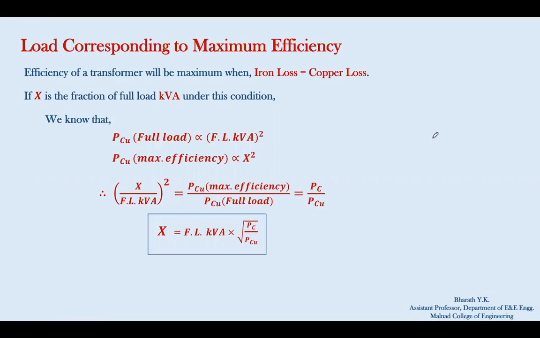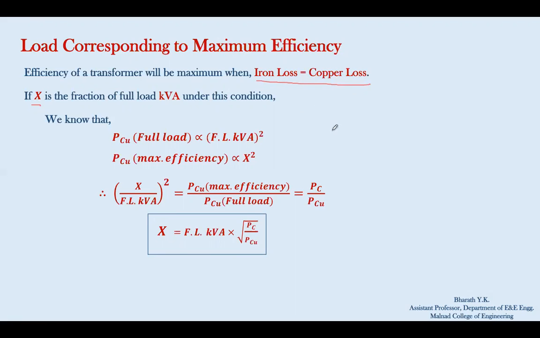Now, to obtain the load corresponding to maximum efficiency, we already know that the efficiency of a transformer will be maximum when the iron loss becomes equal to the copper loss. If X is the fraction of the full load kVA under maximum efficiency condition, we already know that the full load copper loss is proportional to the square of full load kVA. Taking this equation into consideration, we can write that the copper loss under maximum efficiency condition is proportional to the fraction of full load kVA for which maximum efficiency occurs. So now dividing this equation by the first equation, we will get an equation like X by full load kVA whole square is equal to the copper loss for maximum efficiency divided by full load copper loss.